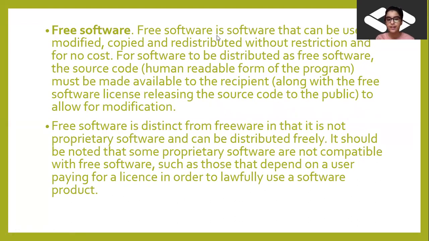After that, we have free software. Free software is a kind of software that can be modified, copied, or redistributed without any sort of restriction, and also at no cost at all. For software to be distributed as free software, the source code, or the human readable form of the program, must be made available to the recipient along with the free software license, releasing the source code to the public to allow for modification. So that's a great thing here. Free software allows us to modify the code, and as we have already read, they need to provide some sort of license for doing the same.